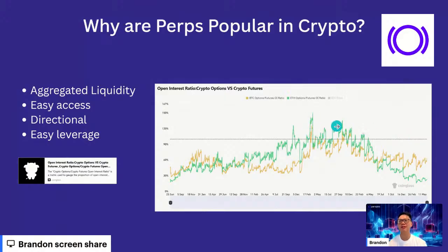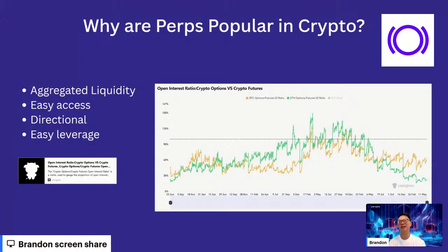And at one point, the open interest in options actually surpassed the open interest in perps. There was more open interest for crypto options than there was for crypto perps and futures. And this is centralized and decentralized exchanges. Of course, that ratio has kind of fallen, but it still sits at around 60% for Bitcoin options. So there is a significant amount of options open interest compared to perps.